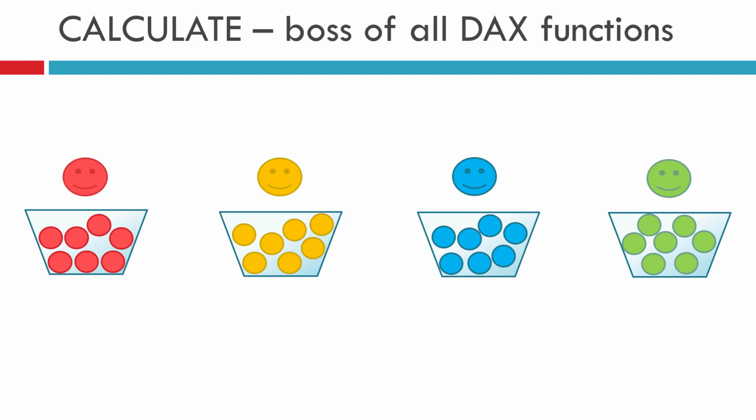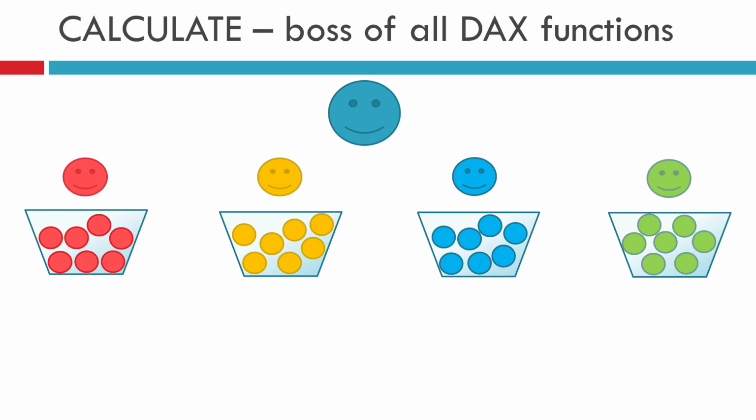Now imagine that each of these individuals has a boss to whom they report. The boss always has a higher authority, so he can decide what each of these individuals should be doing. The CALCULATE function is just like that boss, which decides what other DAX functions should be doing. So in our case, the boss can either tolerate the choice each of the individuals has, or he can simply override their individual choices.